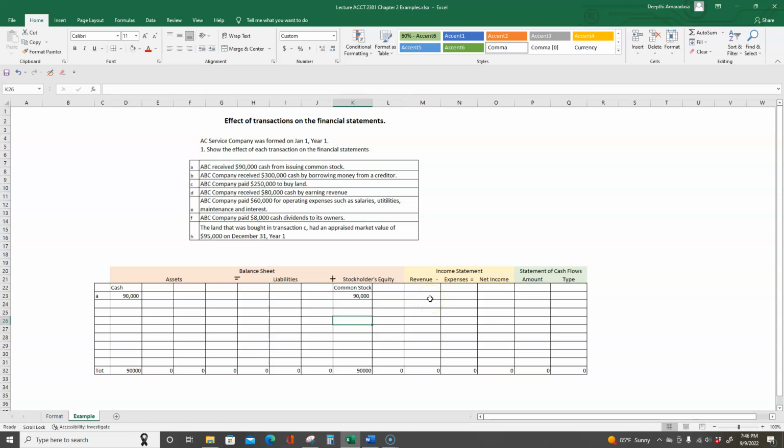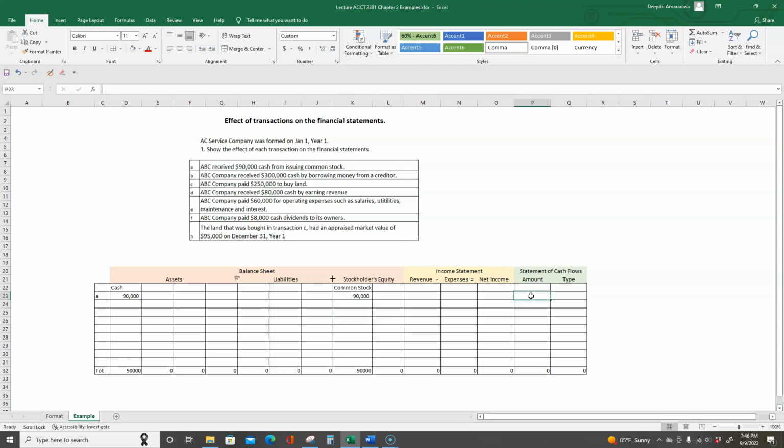Is this a revenue or an expense item? It's neither. Because it's not a revenue or an expense item, it didn't affect the income statement. So we leave that blank or put NA if you're doing your homework. How about the statement of cash flows? Did this affect the statement of cash flows?